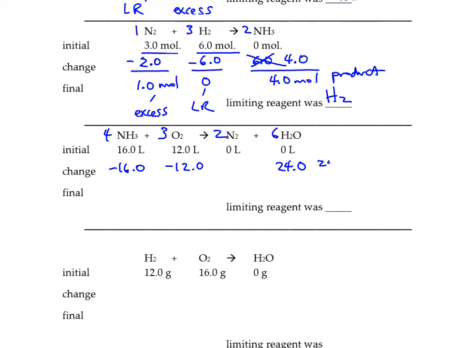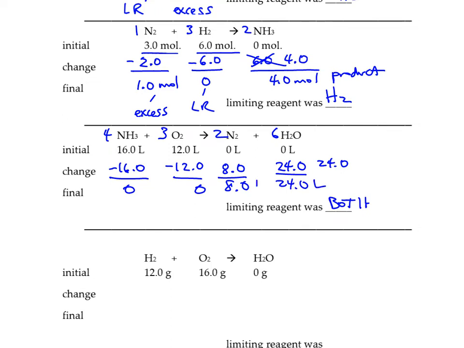So it means that both of these are going to run out at the same time. You could have bridged to the nitrogen instead, and you would have gotten 8. And then you would have also gotten 8 again. So the point is that both of these ran out at the same time, and therefore they were both the limiting reagent and you made 24 of this, 8 of that, and none of the reactants are left over.